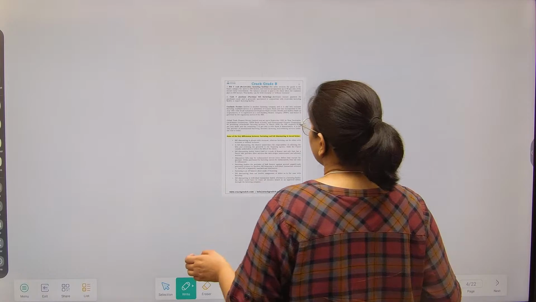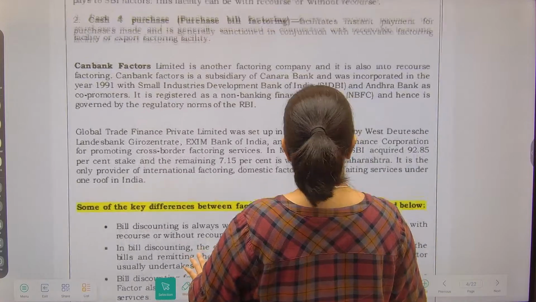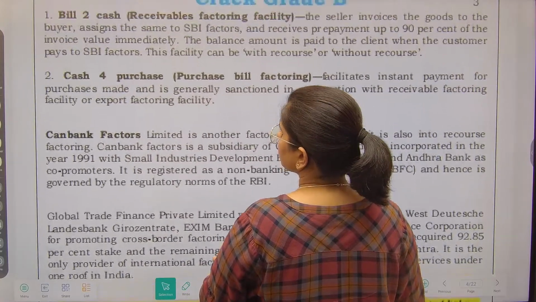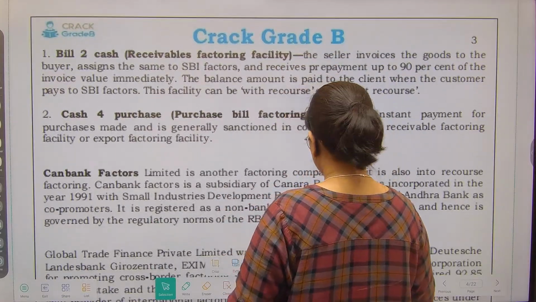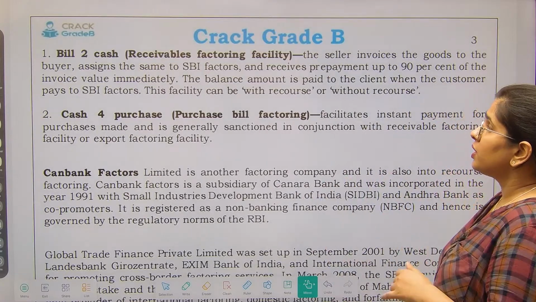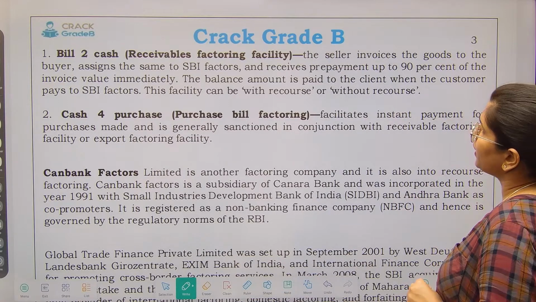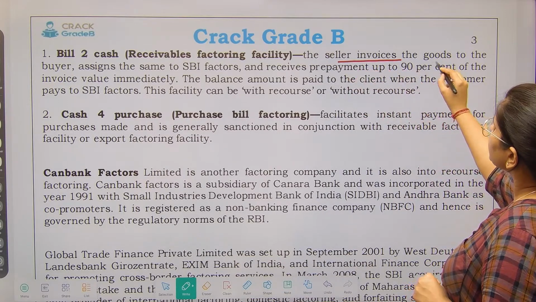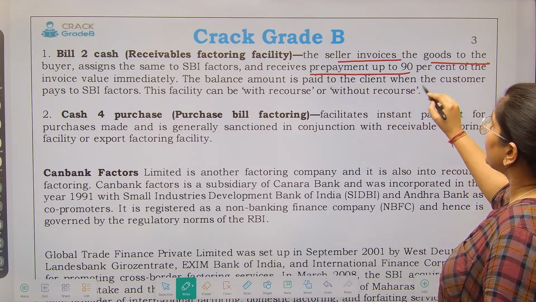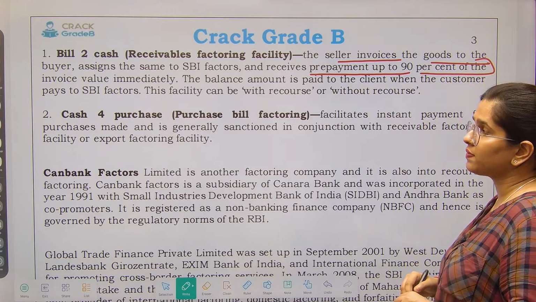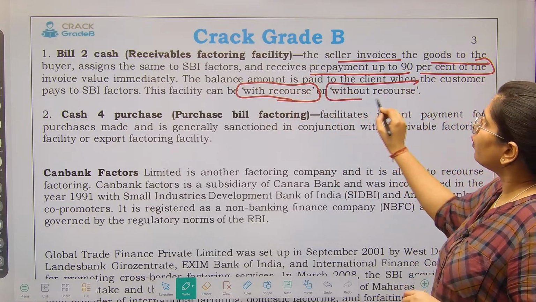Now the SBI Factors offer two types of products under domestic factoring. Let's just see that. Number one is bill to cash and number two is cash for purchase. Under bill to cash, the seller invoices the goods to the buyer, assigns the same to SBI Factors and receives prepayment of up to 90% of the invoice value immediately. This can be with recourse or without recourse.